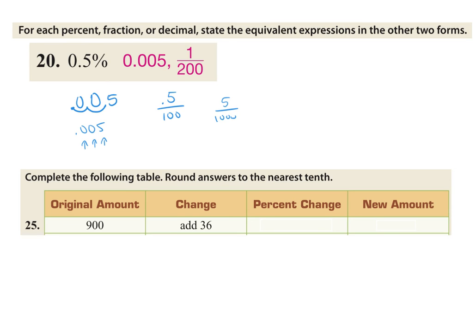Original amount was $900. It changed by $36. What was the percent change? The percent change is always going to be how much it changed divided by the original amount, and then they want it in percent, so multiply that by 100: 4% increase. The new amount is going to be the original amount plus how it changed. They said that it added 36. If it had been reduced by 36, then you would subtract, obviously. But in this case, you just add those. 936 was your new amount.